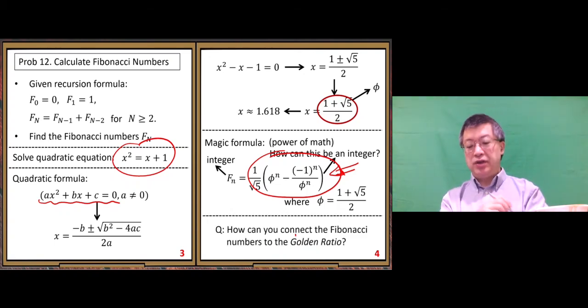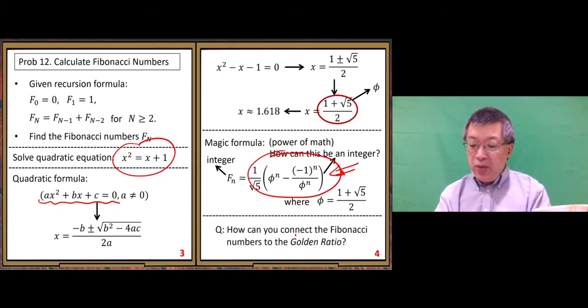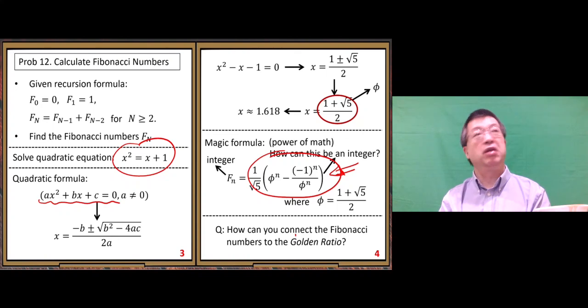Next, the question: how can you connect the Fibonacci number to the golden ratio? Here we don't know. Nobody knows it until at the end people find this formula. Then they realize there is this connection. Before that, nobody knows it.